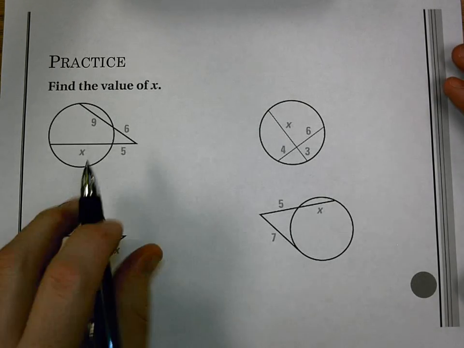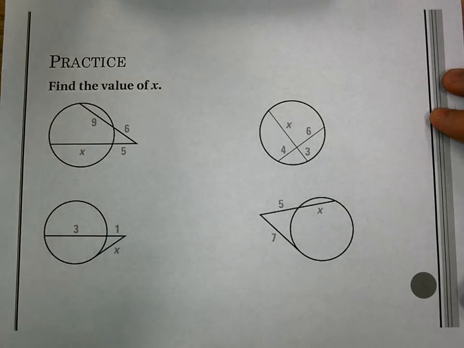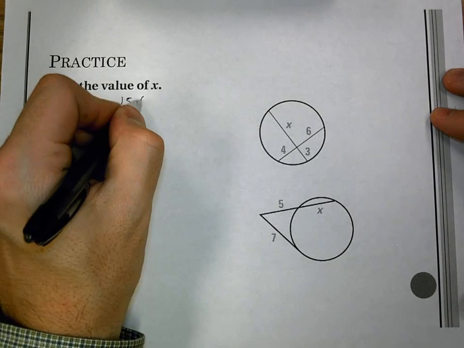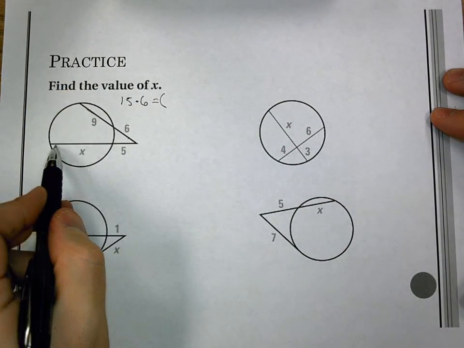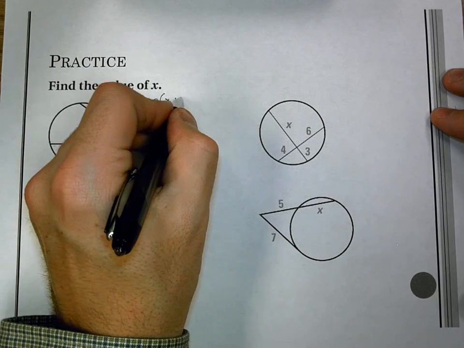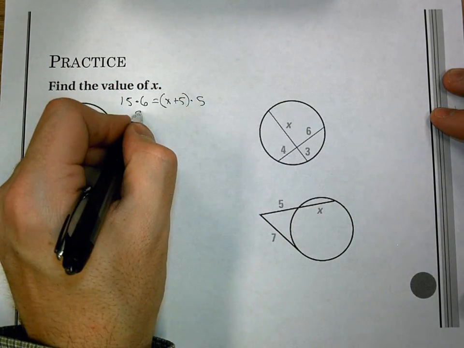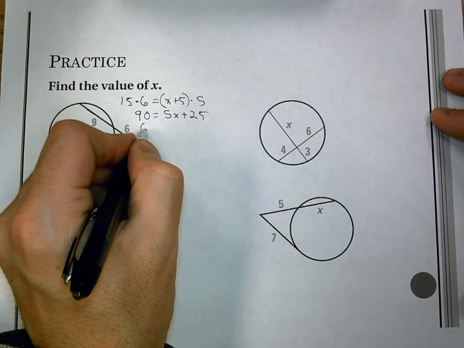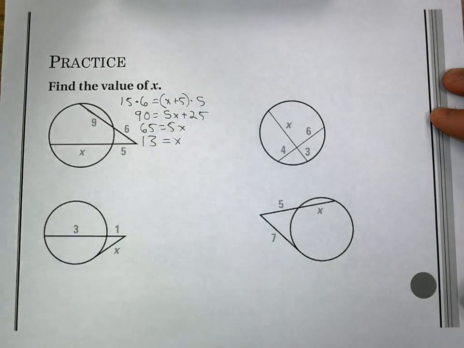So, first one, this is two secants. Two secants, we do the secant times the external. So, the entire length is 15 times the outside, which is 6, is equal to the entire length, x plus 5, times the outside, which is 5. I get 90 equals 5x plus 25. 65 equals 5x, and x becomes 13.